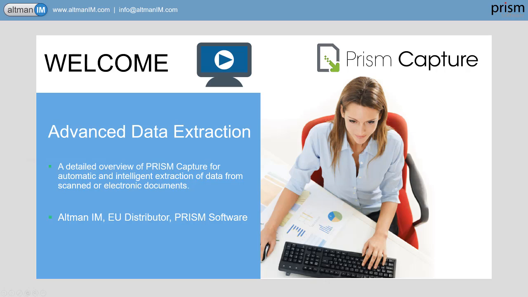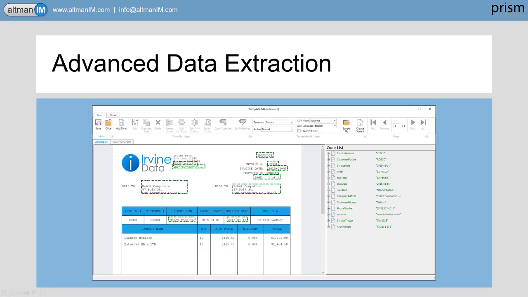Before we get into the demonstration, let's have a look at what PRISM Capture is. It's an advanced data capture software solution to automatically and intelligently extract data from scanned and electronic documents. It will do this and then automatically process that extracted data and documents using the integrated workflow.